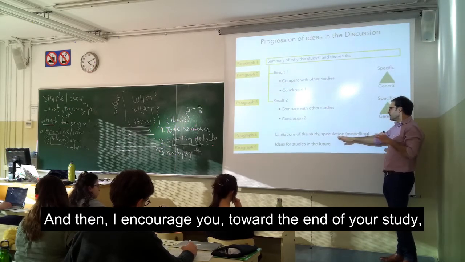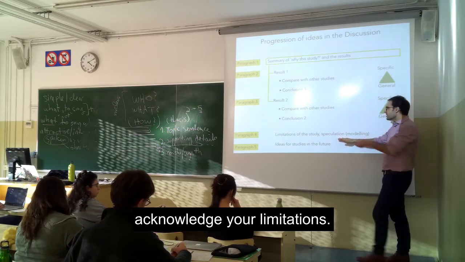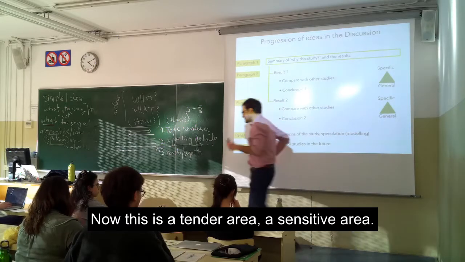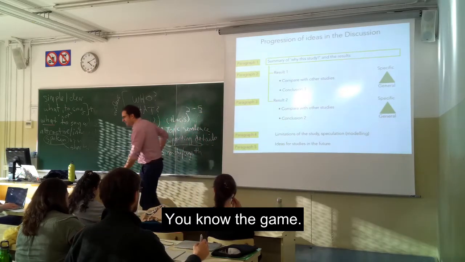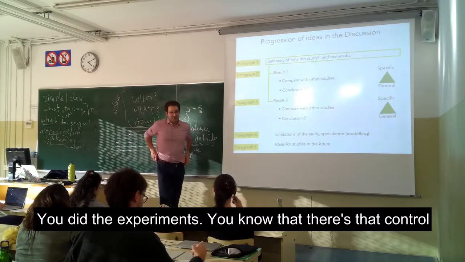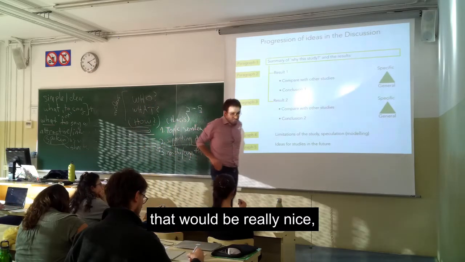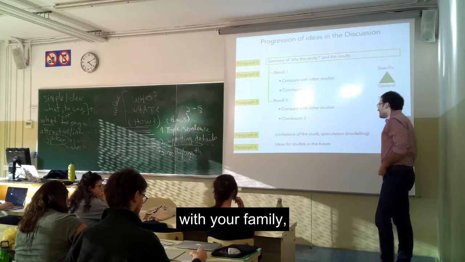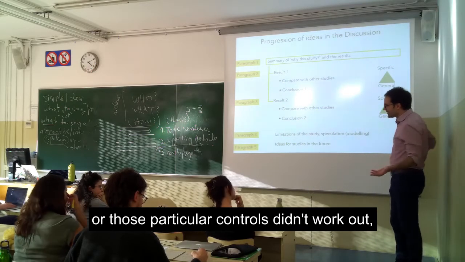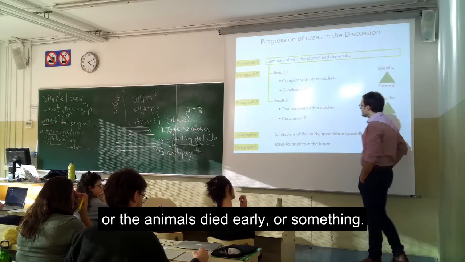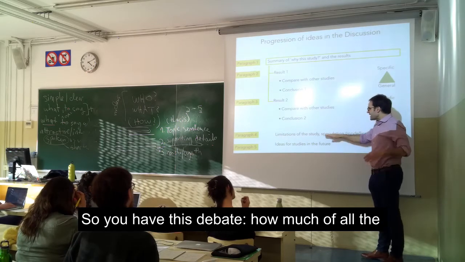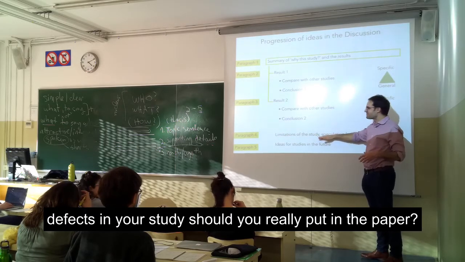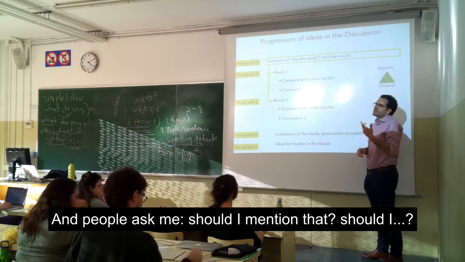And then, I encourage you toward the end of your study, acknowledge your limitations. Now, this is a tender area, a sensitive area. You know the game. You did the experiments. You know that there's that control that would be really nice, but you didn't have time because you had to go on holiday with your family, or those particular controls didn't work out, or the animals died early or something. So you have this debate, how much of all of the defects in your study should you really put in the paper? Yeah? And people ask me, should I mention that?